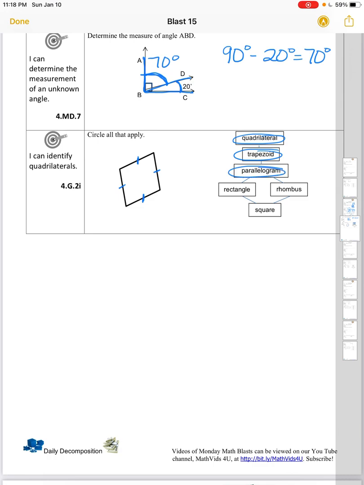Now a rectangle has 4 right angles. There are no right angles in this figure, so that's not a rectangle. While a rhombus has 4 equal sides. And it looks like our 4 sides are equal, so we're going to call this a rhombus. To be a square, there would have to be all equal sides and all right angles. And so since it's not a rectangle, it can't be a square. A square, again, would have to be a rectangle and a rhombus. So the most specific name for our quadrilateral here is a rhombus.